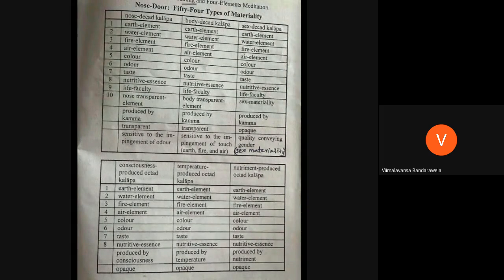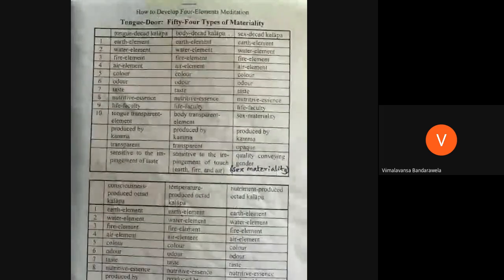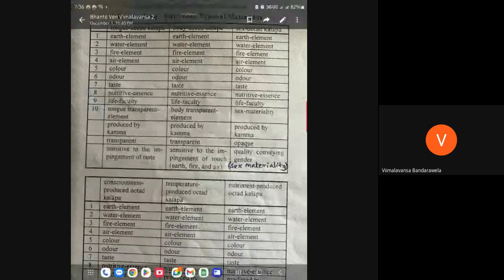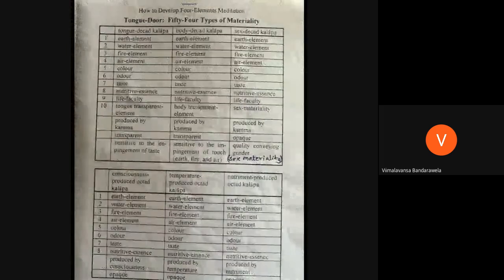Okay, Mr. Nilesh, could you please go to the jivha or tongue door? Tongue door. Now, in the tongue door also the other 6 types of rupa kalapa are the same. The only difference is the jivha pasada: jivha dasaka kalapa, or jivha pasada rupa, including the other 9 types of materiality.